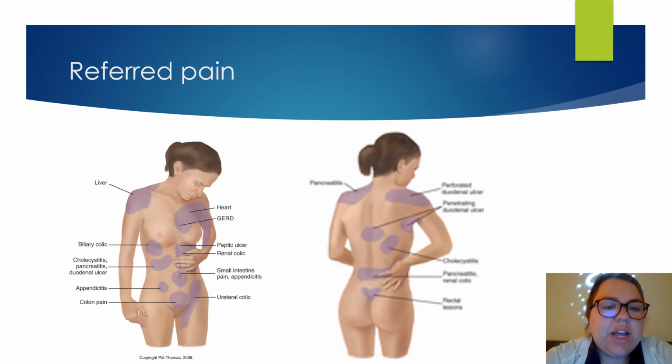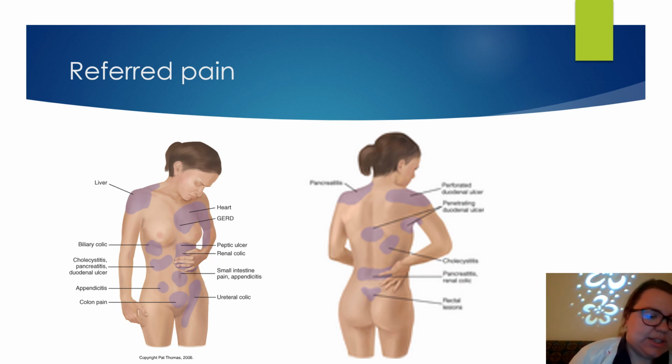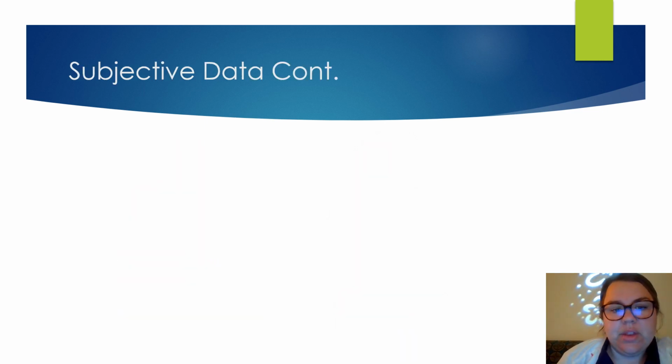Now, our clients could have referred pain. So this is just a little description of some ideas on what a referred pain could be. If someone was having right shoulder pain, it could be maybe their liver. If someone was having left arm pain, it could be their heart. If someone was having more of that right lower quadrant pain, it could be appendicitis. If it was higher up, it could be appendicitis as well. If they were having epigastric pain right up here, it could be a peptic ulcer.